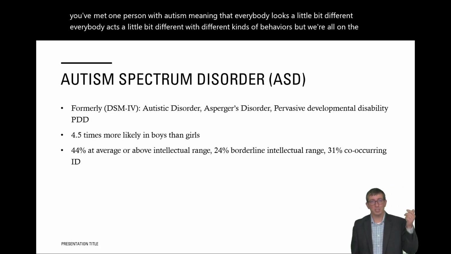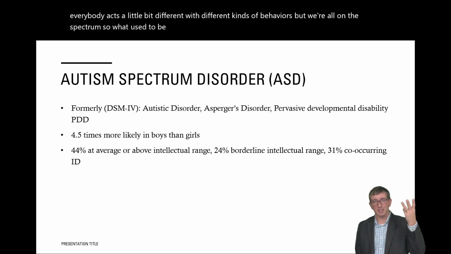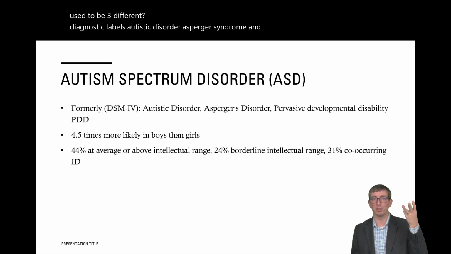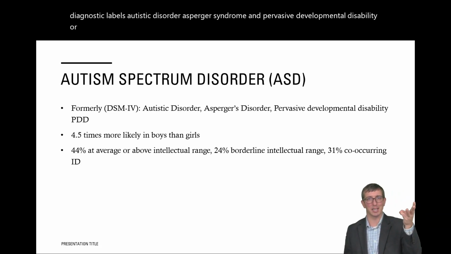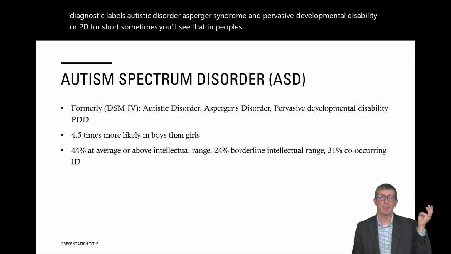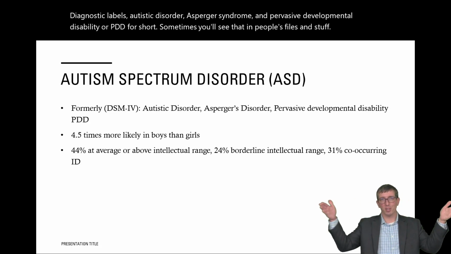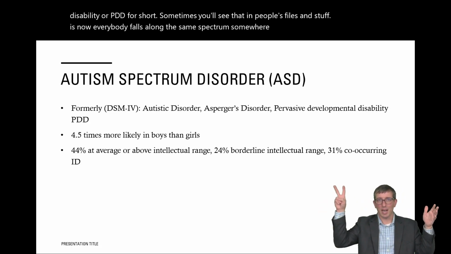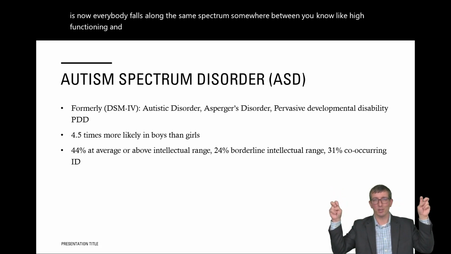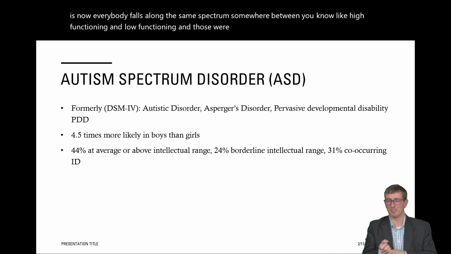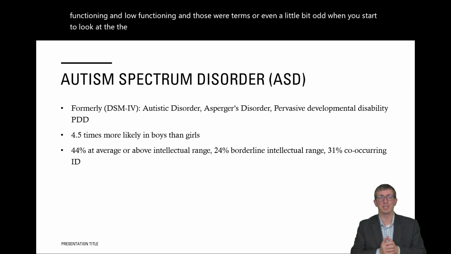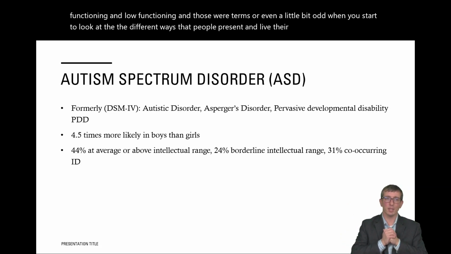So what used to be 3 different diagnostic labels, autistic disorder, Asperger's syndrome, and pervasive developmental disability, or PDD for short, sometimes you'll see that in people's files, is now everybody falls along the same spectrum, somewhere between high functioning and low functioning. And those terms are even a little bit odd when you start to look at the different ways that people present and live their lives.